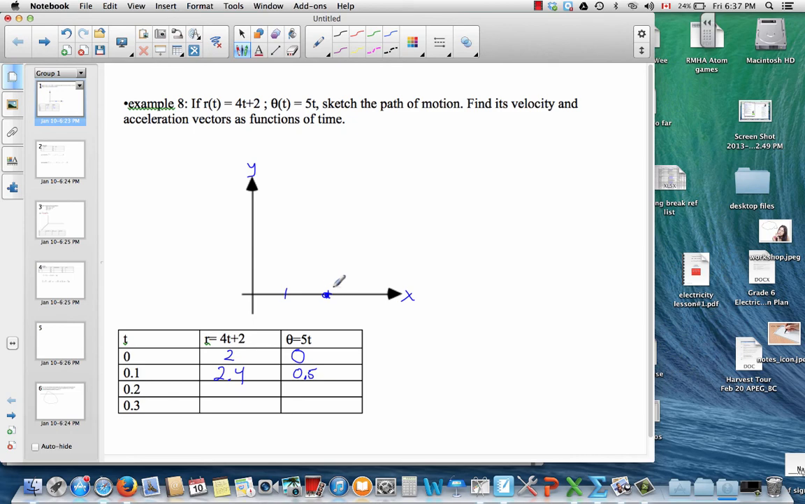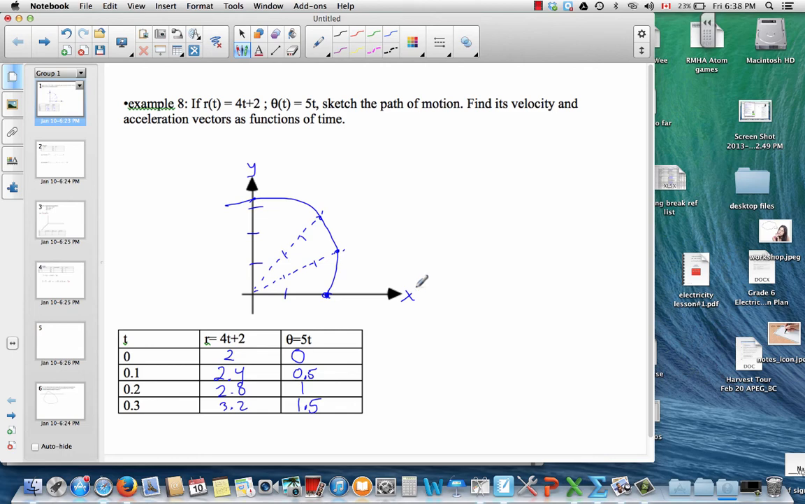We're up to half a radian now, which is about 30 degrees. So along that 30-degree angle, you go 2.5 units. Then at 0.2, r is 2.8 by the time we reach a radian, which is about 60 degrees. So we're now almost 3 units away from the origin. And then when we reach 1.5 radians, which is about pi over 2, we're now a little bit more than 3 units away from the origin. So this is a sketch of the parametric curve.